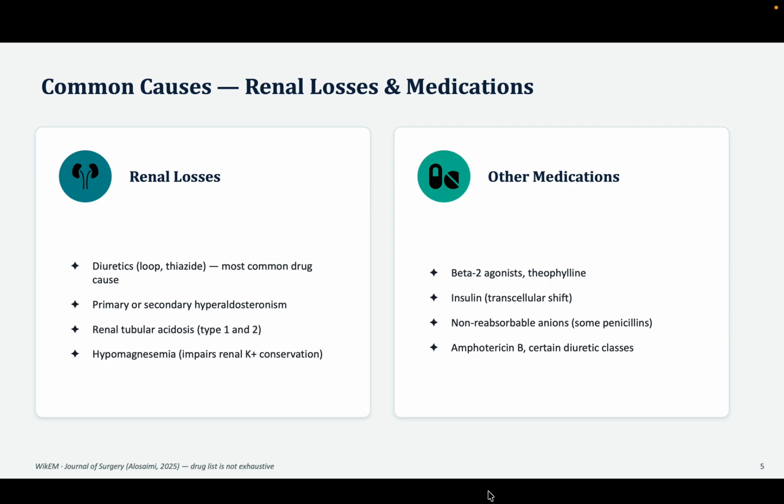The medications other than diuretics which cause hypokalemia include beta 2 agonists, theophylline, insulin, which leads to transcellular shift, non-resorbable anions like penicillins, amphotericin B, and diuretics.